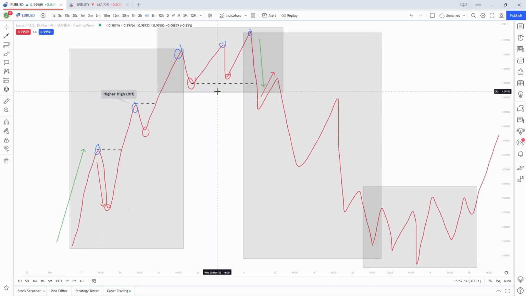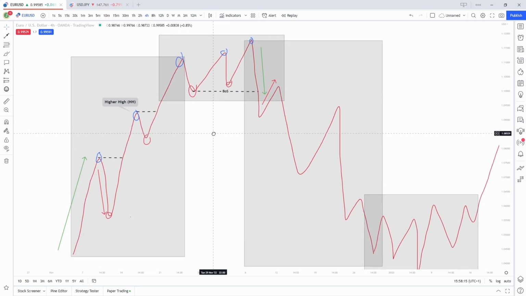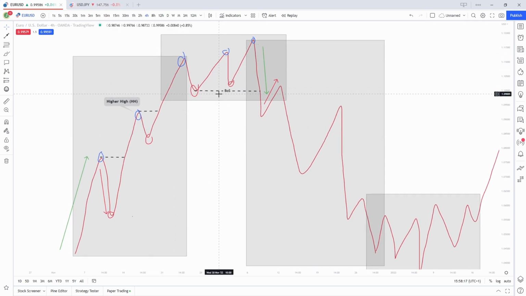Now this is where we can actually talk about something else, which is a break of structure. So in bullishness, when we see a protected low broken, that represents a break of structure, or a BOS. So this penetration of that level represents a break of structure, and a break of structure represents the change of a trend. As we see, that's exactly what's happened here. A protected low has been broken, signaling a change in trend.